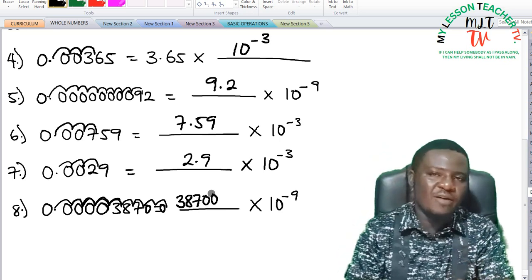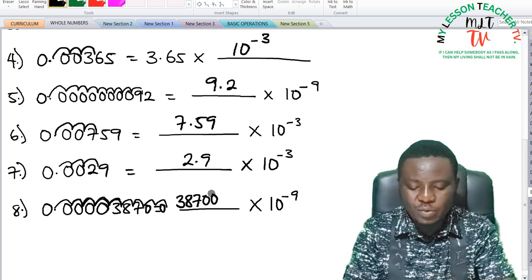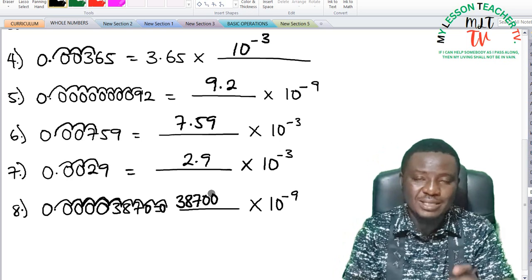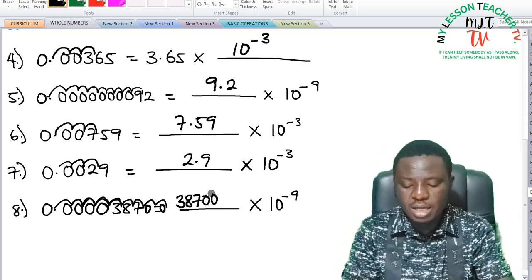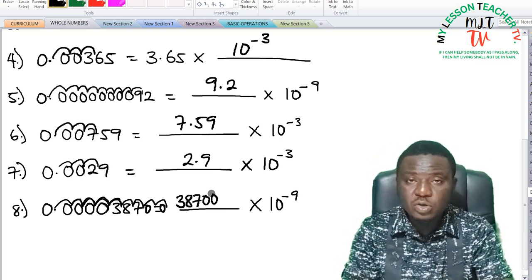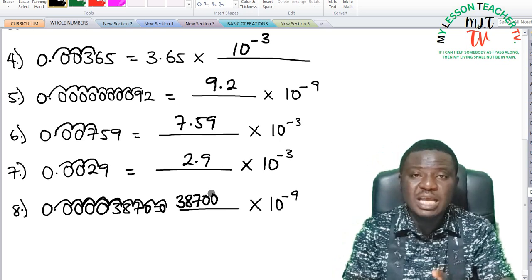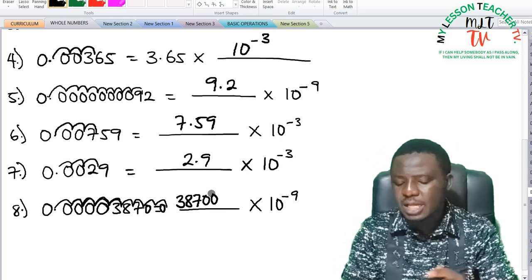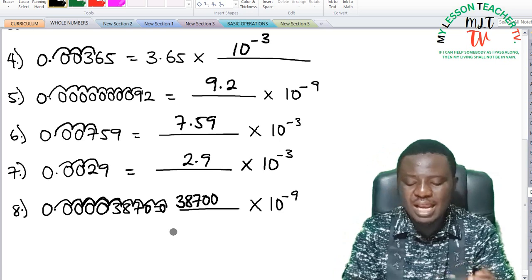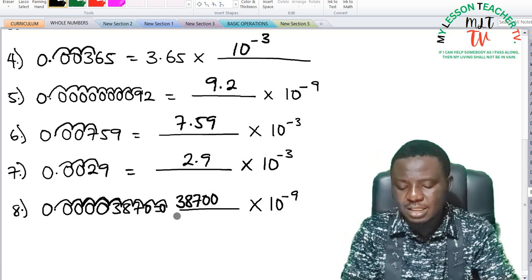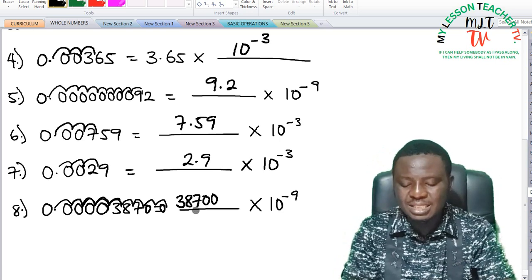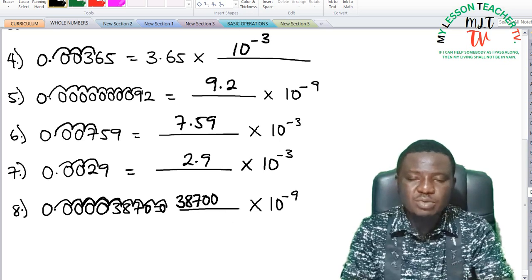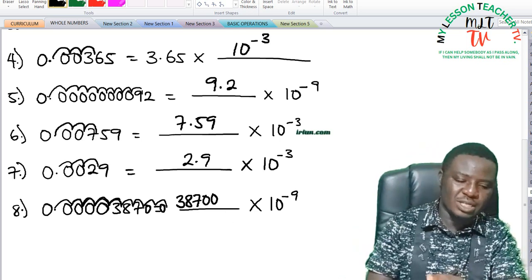38700. So if I'm to write it the way it is, ordinarily I feel this is a mistake in the past, but if it is not, maybe they are testing us to see how much we can move the decimal point, then you have to move it 9 times to the left, and this is what you will get. That is 38,700 times 10 raised to the power of minus 9.